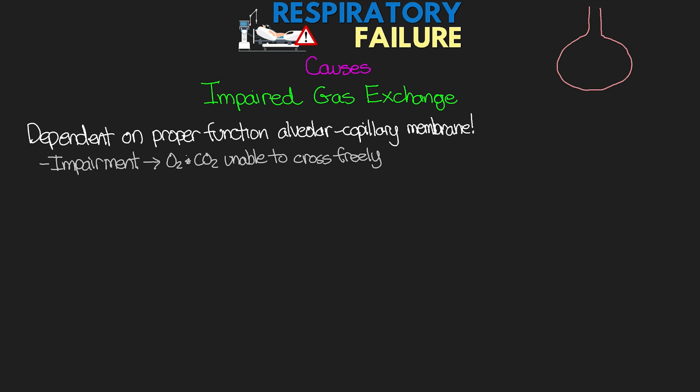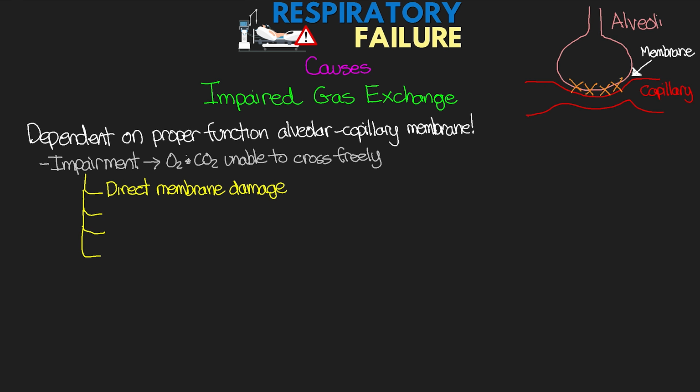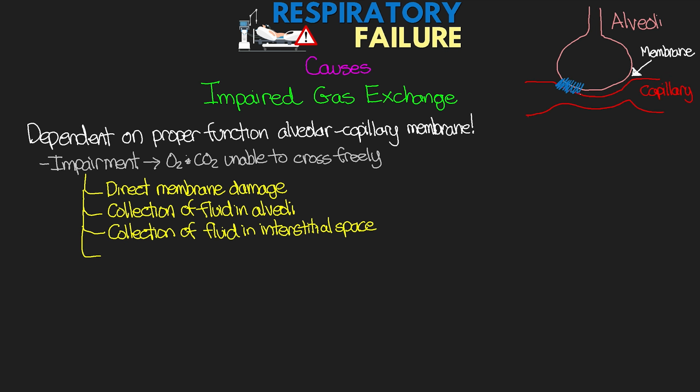And so real quickly, here's just a quick example. We've got our alveoli here, and then here we have the capillary where our blood comes in, and then our membrane existing right here where our gas exchange is going to take place. And so ultimately this impairment of gas exchange can really be the result of a few different things. We can have direct damage to this membrane itself. We can also have a collection of fluid in the alveoli, preventing gases from coming down here and exchanging across that membrane. We can also have collection of fluid in the interstitial space between the alveoli and the capillary, again creating bigger distances and impairing that gas exchange, or through the collapse of the alveoli itself.